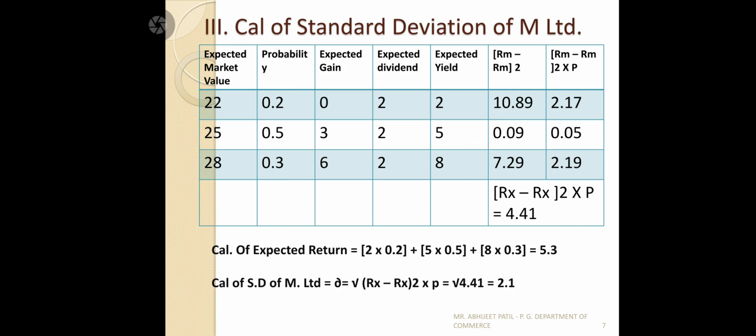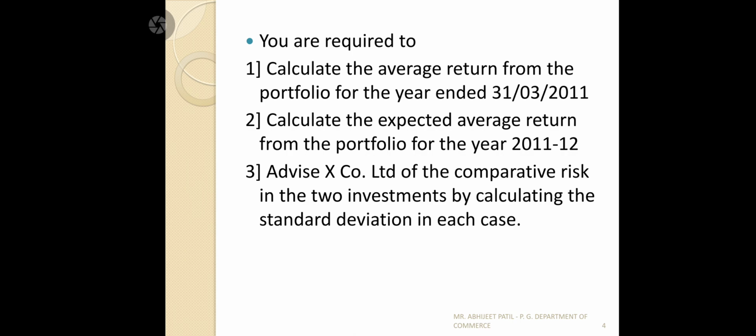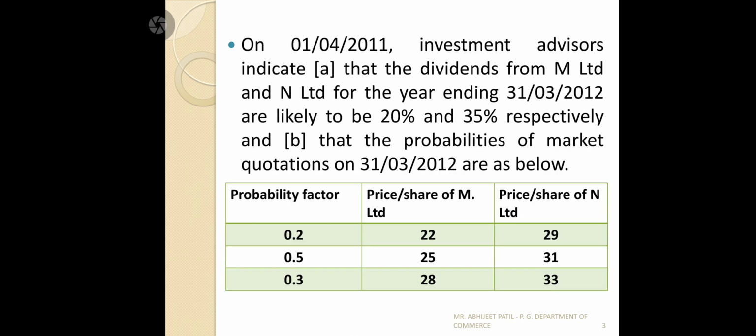Once we find the standard deviation of M Limited, in the same way we can find the standard deviation of N Limited. For that, we calculate the expected market values. For N Limited the market value is 29, so 29 minus 29 is 0, 31 minus 29 is 2, then 33 minus 29 is 4. The probability, as usual, is given in the problem. All this information is available in the given problem. N Limited: 29, 31 and 33.